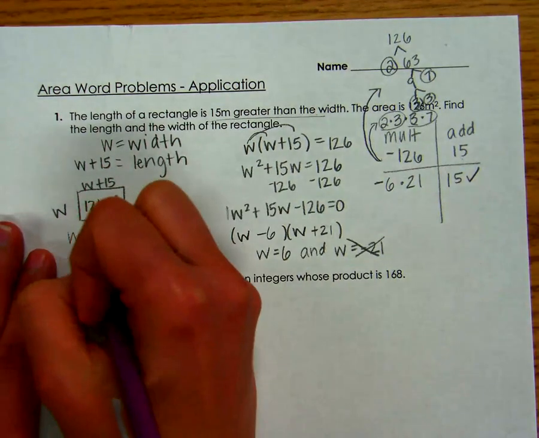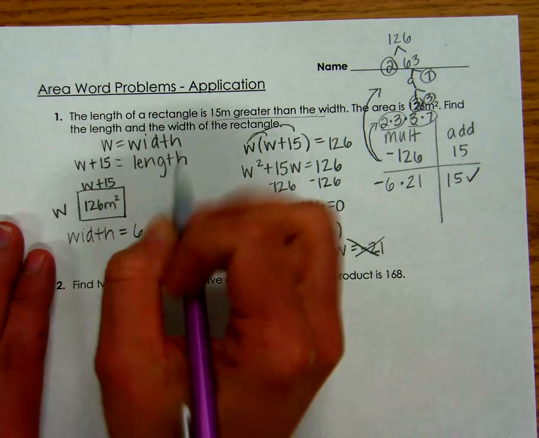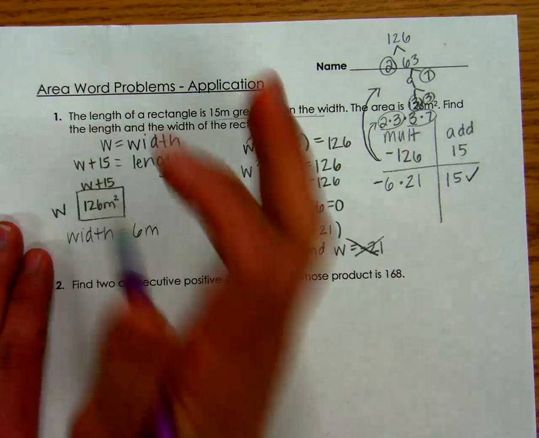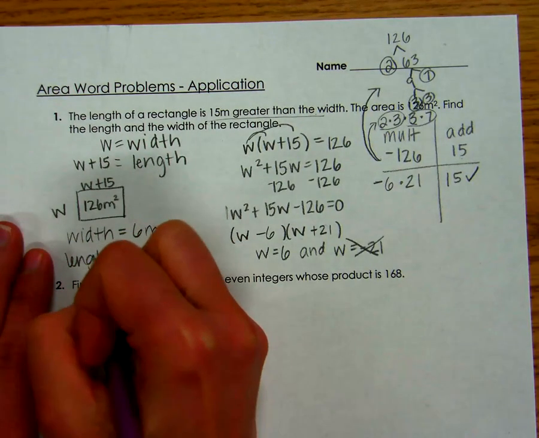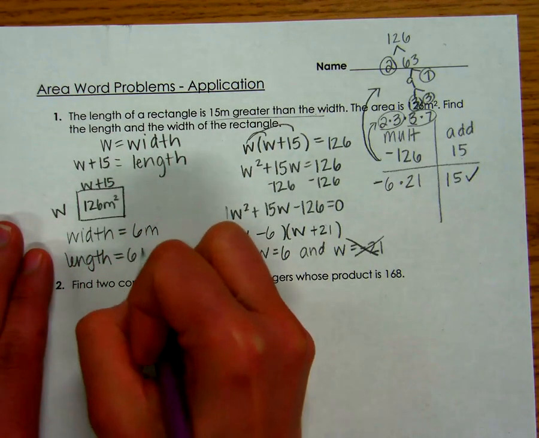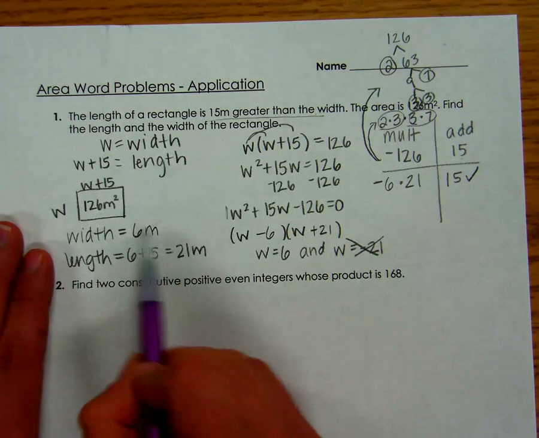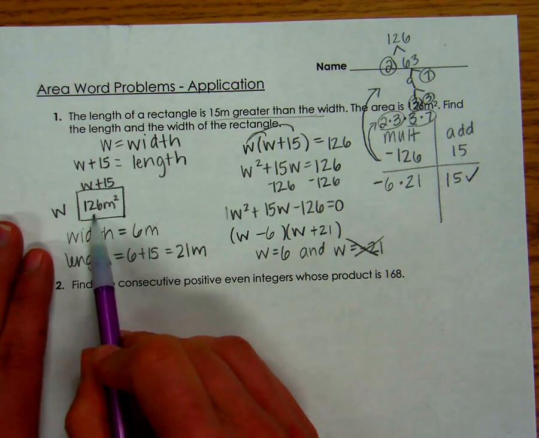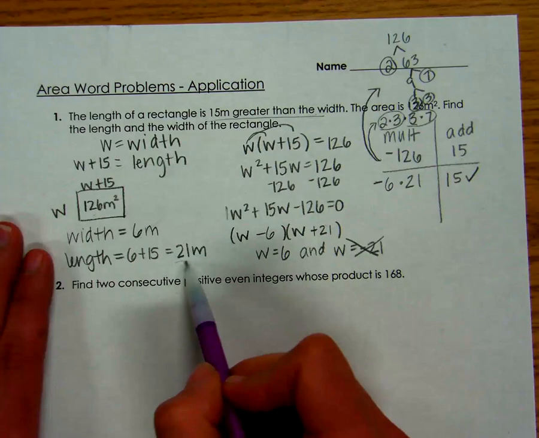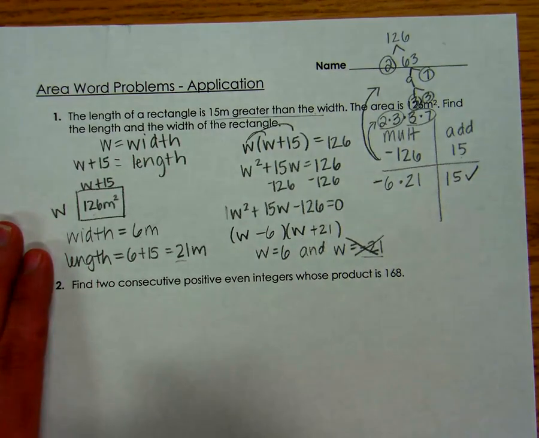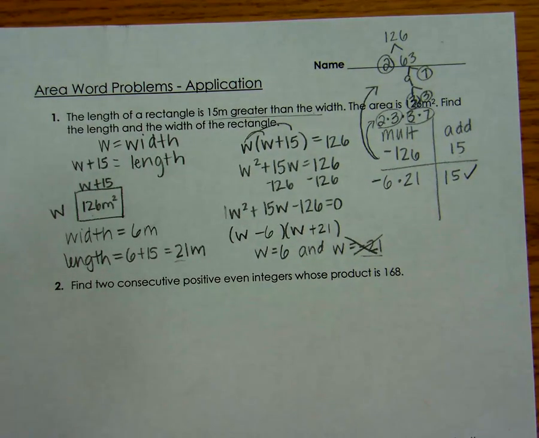So the width is 6 meters. Notice I am labeling my answers. And the length is 6 plus 15, which is 21 meters. And I can go back and just multiply those and check to make sure it's 126. Notice this 21 and this 21. Not sure if that's a coincidence or if we'll see that that's always going to be the case.